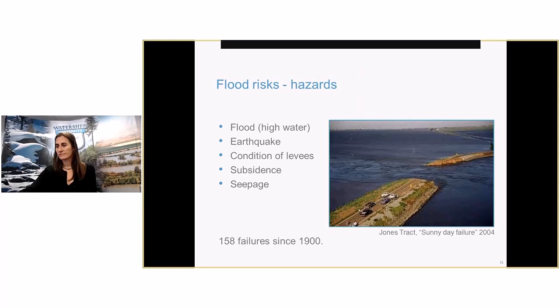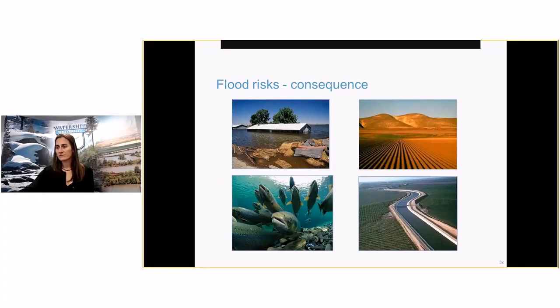Most of the levees in the Delta were constructed before modern engineering practices, and they're really legacy structures that are in various degrees of condition, and they're prone to subsidence, and also there's a potential for seepage-related failures. In fact, there have been 158 documented levee failures in the past century. And of course, these flood hazards create many adverse consequences: flooding of homes and farms. They imperil, in some cases, the ecosystem, and they certainly imperil the water supply for California.